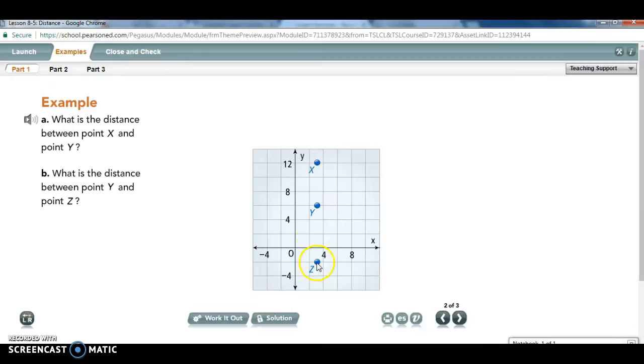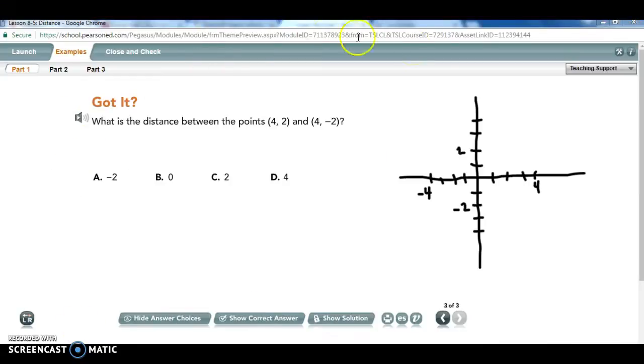So if I'm at -2 and I go to 0, I'm finding the absolute value of -2. So it goes 2, 4, 6, 8. What I did was I added my absolute value of -2 and I also added 6. So 6 plus the absolute value of -2 will give me 8, meaning the distance between point Y and Z is 8. Moving on to my got it problem, I have drawn a coordinate plane over here to help me.